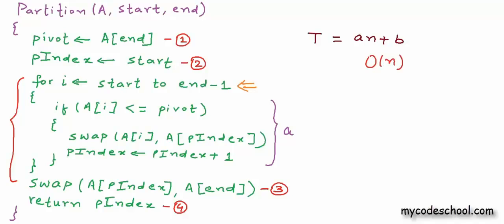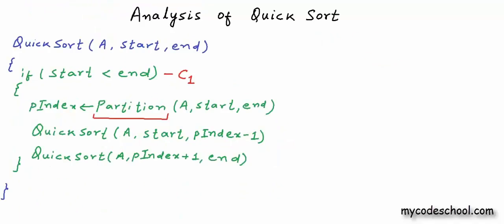Remember, n here is the length of subarray that we are partitioning. Okay, coming back to our quicksort function. The partition function here is going to cost us big O of n. We can say that the cost for executing this statement will be some constant times n, plus we can add some constant here, but it will not matter because for very high values of n, the added constant term will be negligible compared to this a into n term.